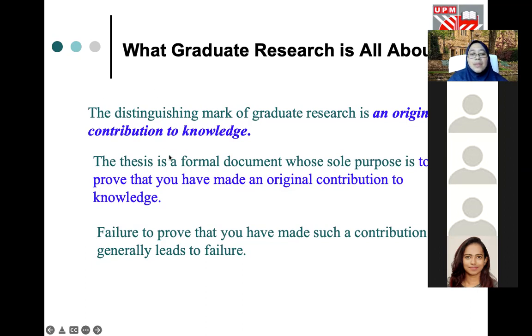Okay, so thesis is a formal document. The purpose of thesis is to prove that you have made an original contribution. Okay, definitely you have done the job. Okay, and then it is by you. It is not somebody that you have paid to do the lab work and then write the thesis for you. Okay, so during viva session, this is when the examiners investigate, ask you questions to check on the originality.